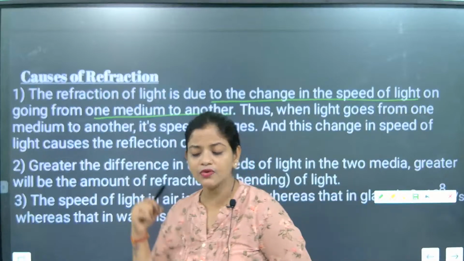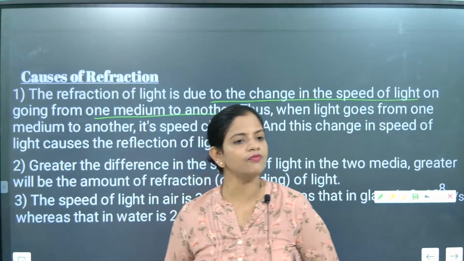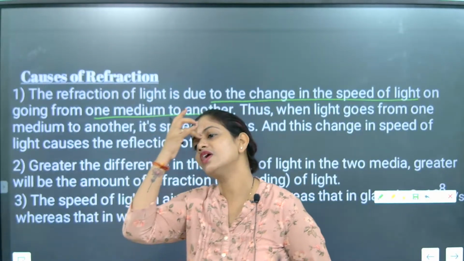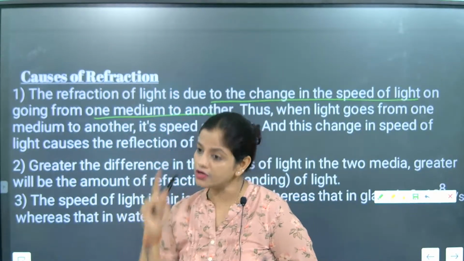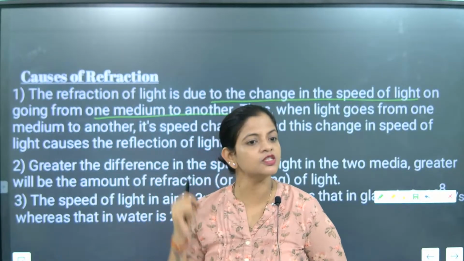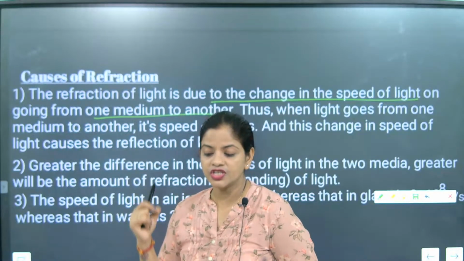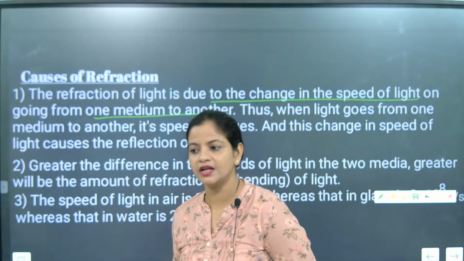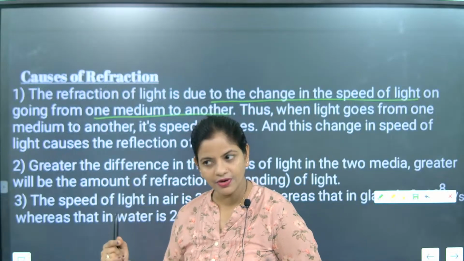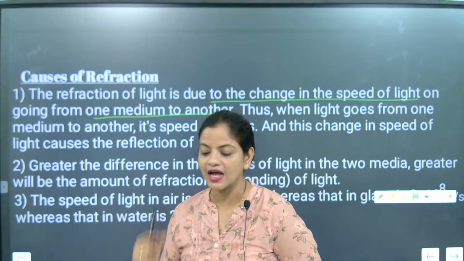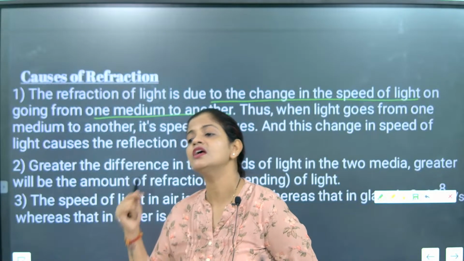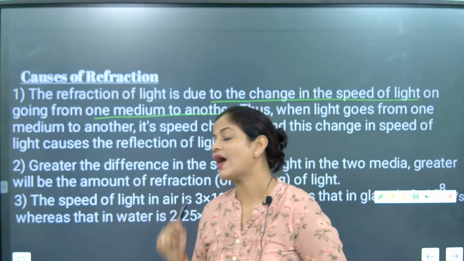So how are we going to remember that, beta? We are going to remember by shortcut words, a few important words we keep in our mind. First is change in speed. Where? On going from one medium to another medium, and that is responsible for refraction. What is responsible for refraction? Change in speed. But why this change?